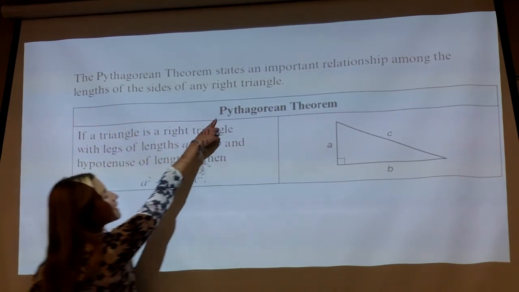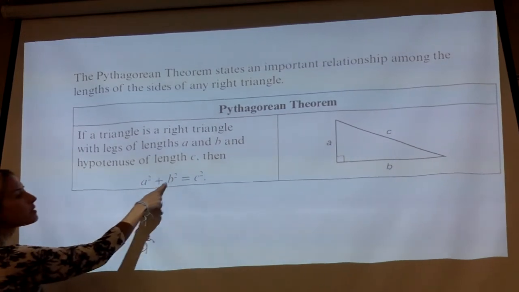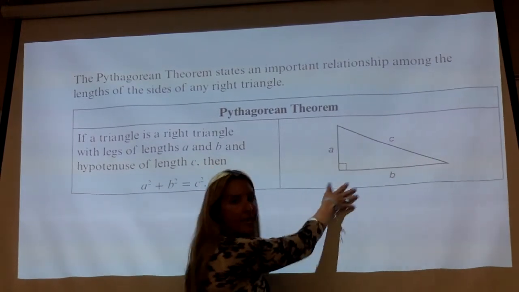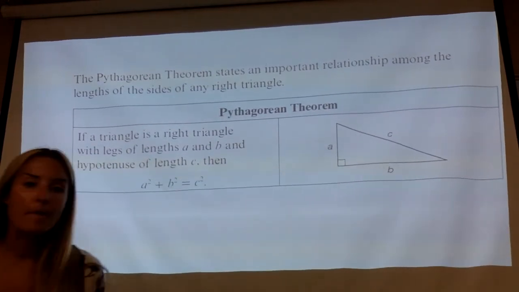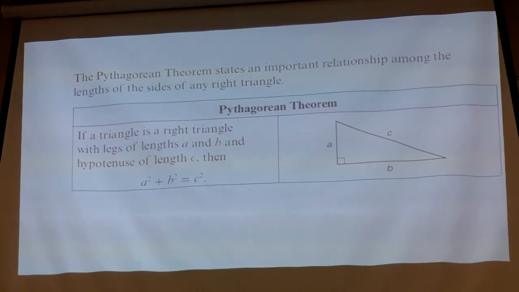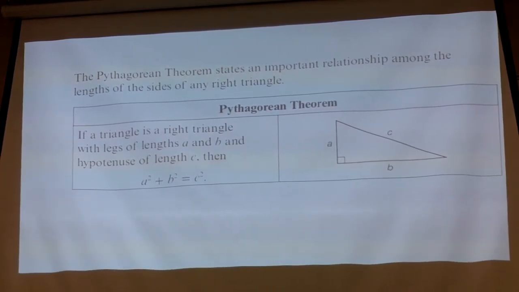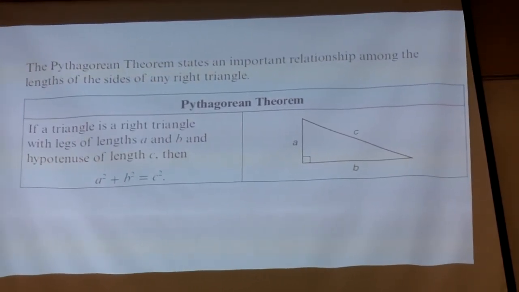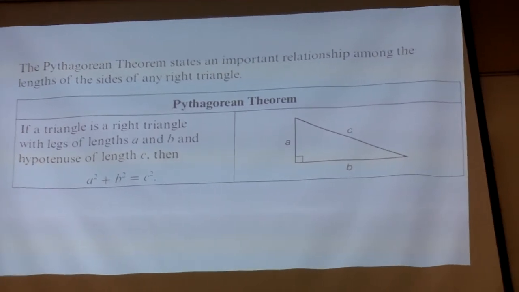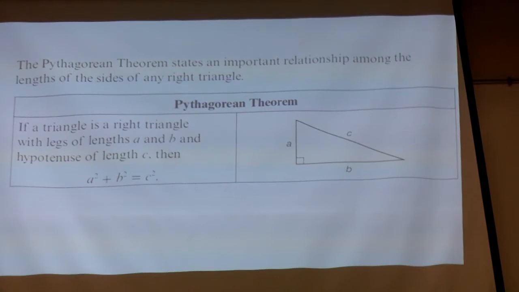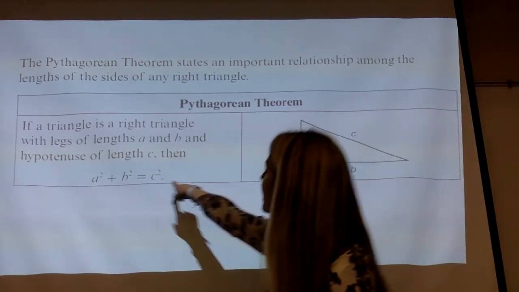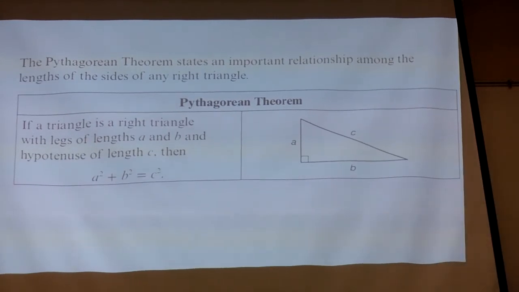Most important part, we've got Pythagorean theorem. Pythagorean theorem is a squared plus b squared is equal to c squared. The A is going to be a leg, the B is going to be a leg, and the C is always going to be our hypotenuse, which is really important. So the hypotenuse is always on the other side of the equal sign. The legs are always being added together.